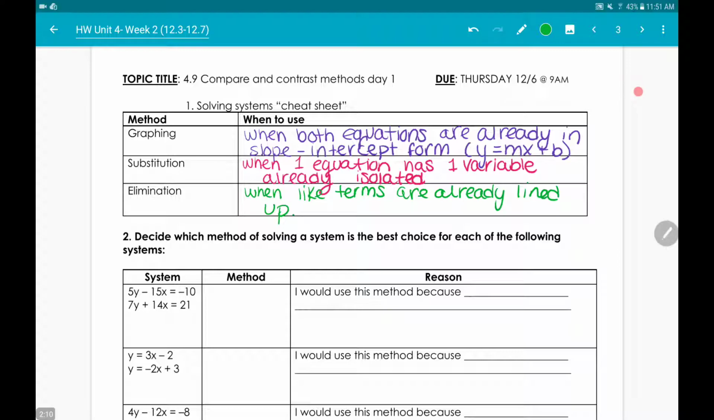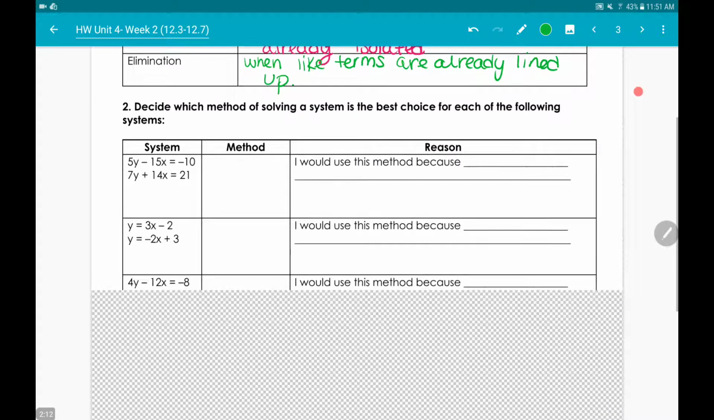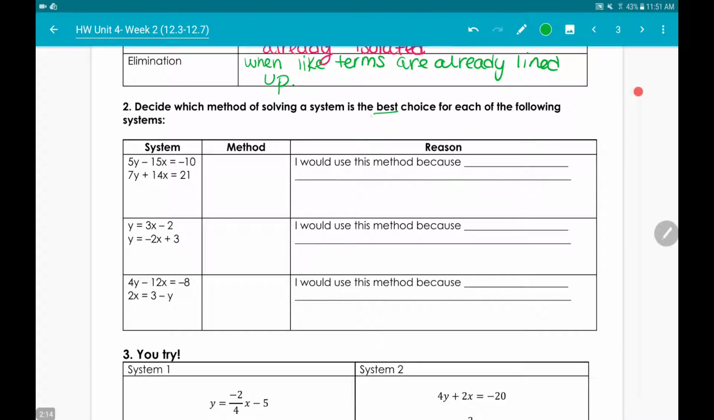Okay? So we're going to practice. And notice how it says, determine which method of solving is the best choice for each of the following. It's not a right or wrong choice because technically any of these could go with any method, but it's just which one is the easiest for us.